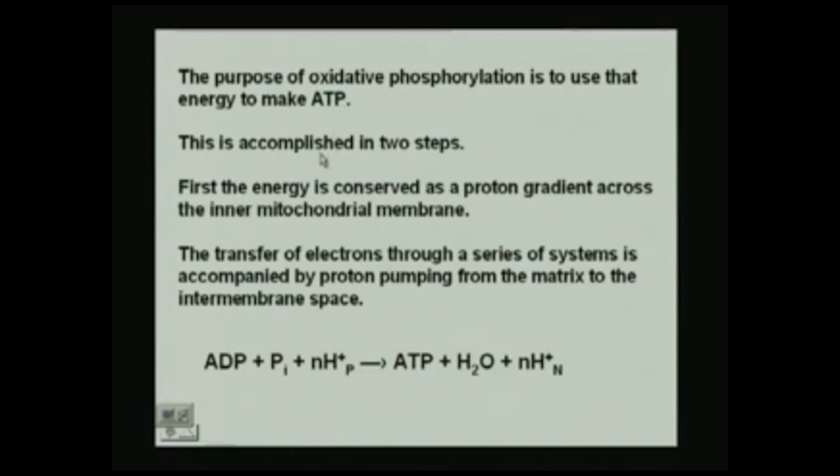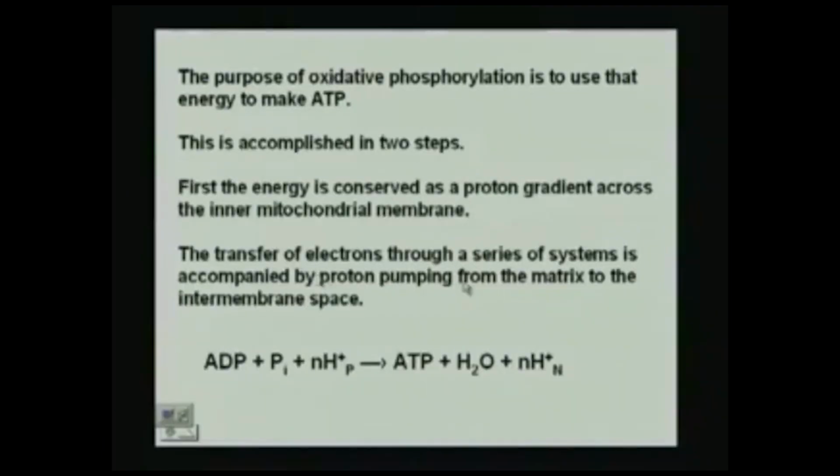Now, the way this is accomplished is in two steps. First, the energy is conserved as a proton gradient across the inner mitochondrial membrane. This proton gradient creates a proton motive force, which we talked about last time in terms of free energy. There is a membrane potential and also a pH gradient from the inside to the outside. Why? Because we have the proton gradient. The proton gradient gives you what? It gives you different hydrogen ion concentrations.